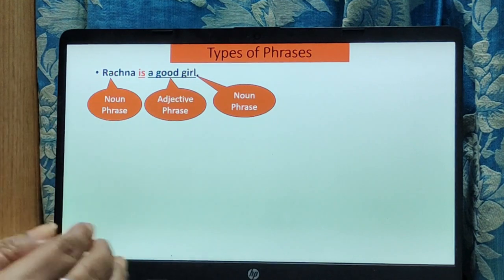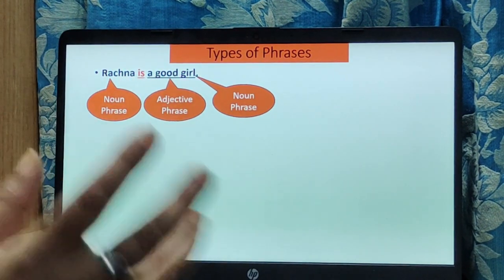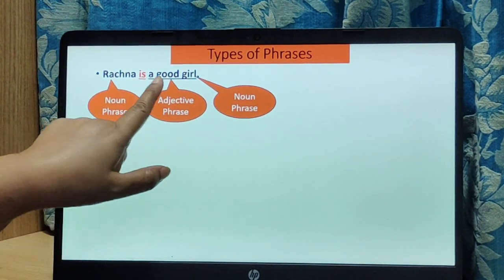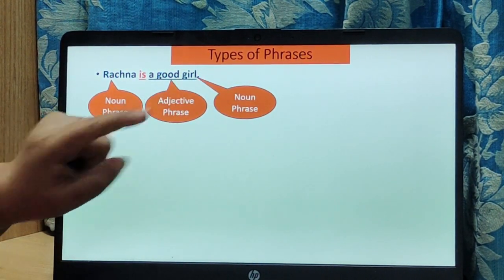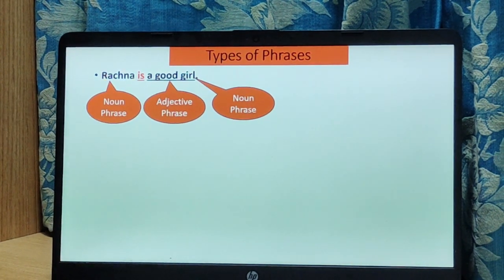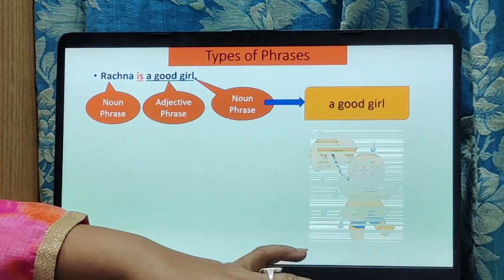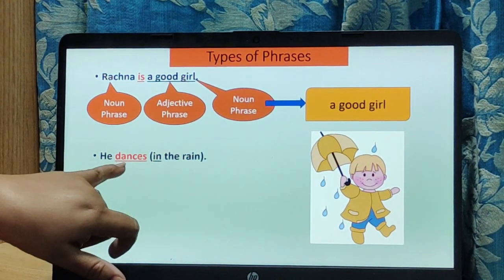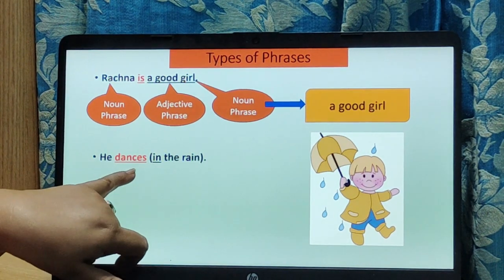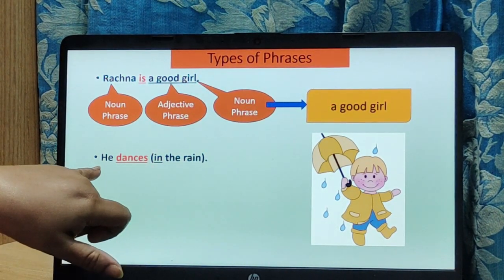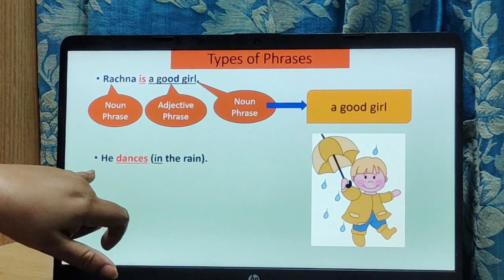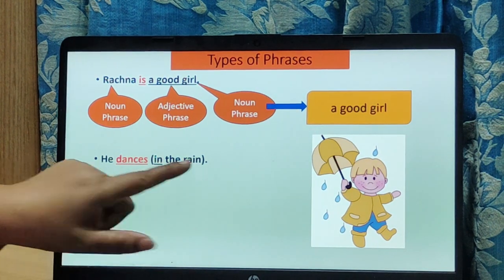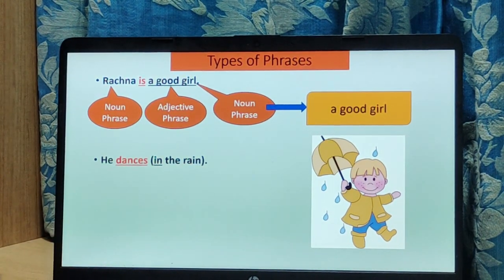So inside one phrase, there can be another phrase. Say a good girl, this whole thing is a noun phrase. Inside the noun phrase, we have good girl, which is an adjective phrase. So again, say for instance, he dances in the rain. Now here, the verb is dances. Who dances? He. So he is the subject of the sentence and a pronoun. But we do not have a pronoun phrase. So in the rain, in is the preposition.